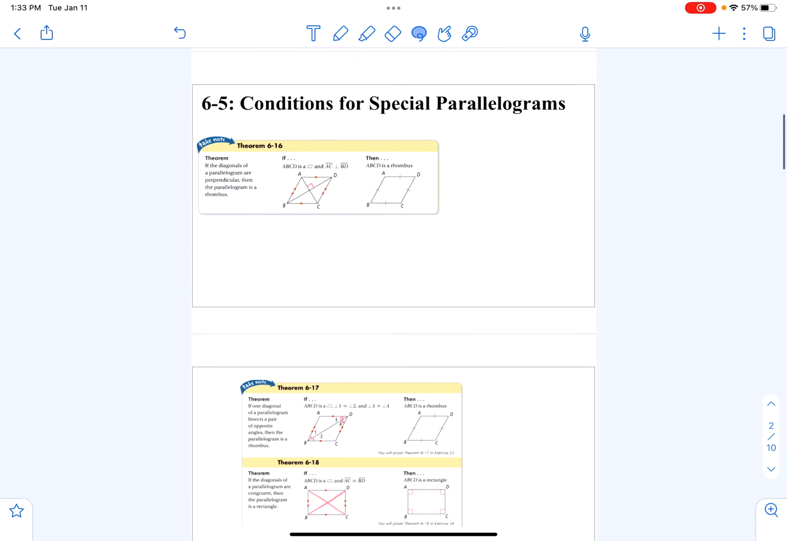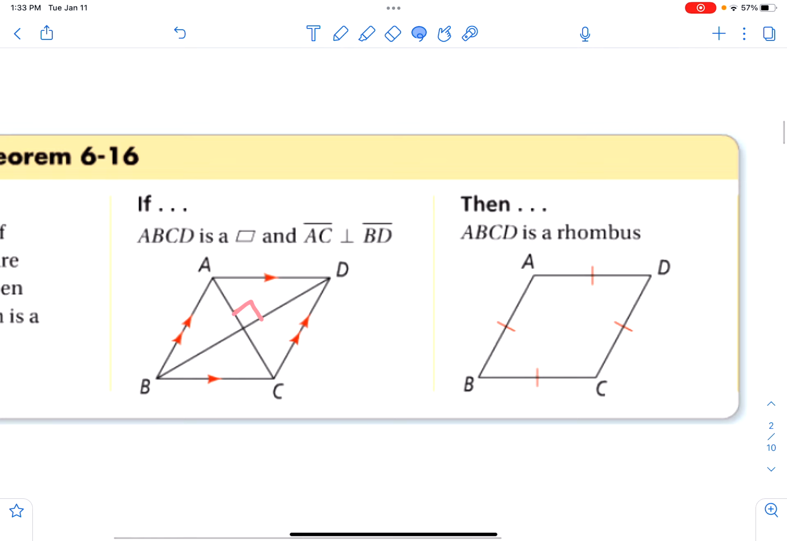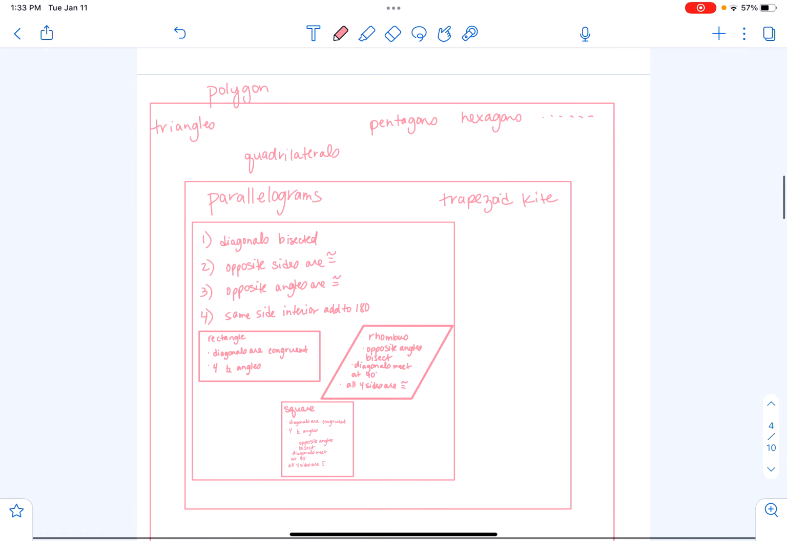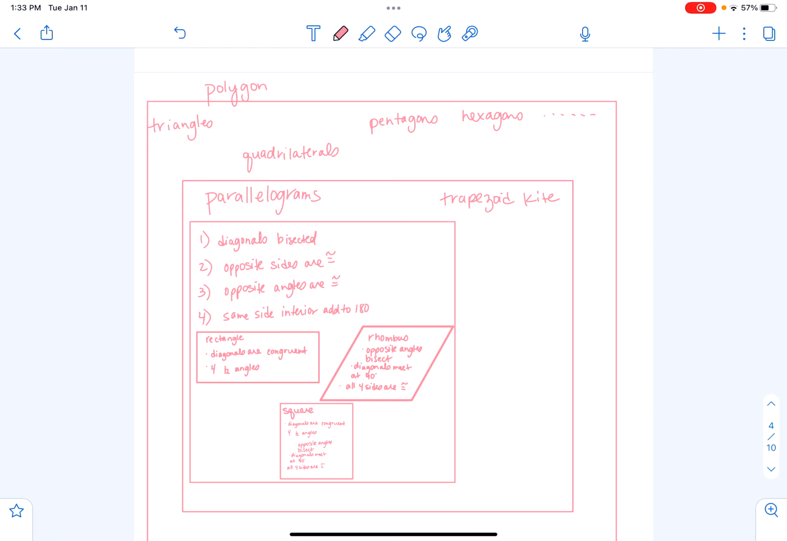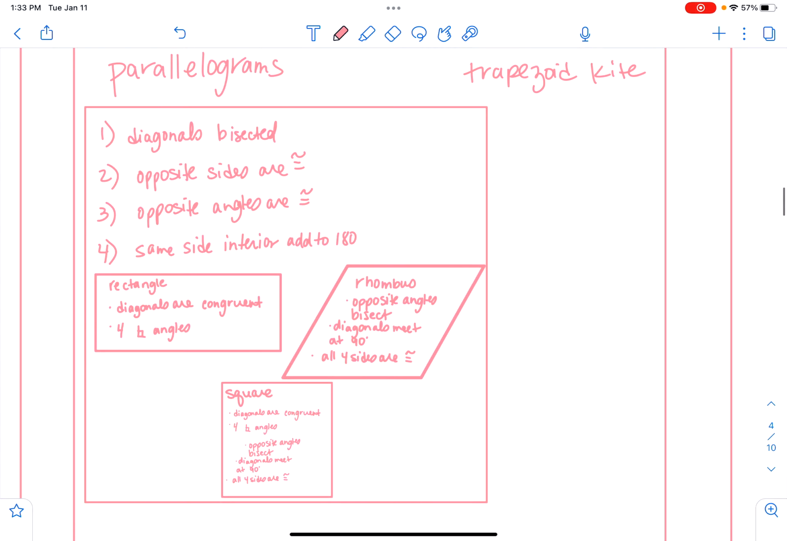So today's lesson is just the converse of 6.4. It's saying if it's a parallelogram and this is a right angle, we know it's a rhombus. Yesterday it said if we know it's a rhombus, then we know it's a parallelogram with a right angle. So it's just kind of the reverse. So this is our big old chart about parallelograms, and more specifically about rectangles, rhombuses, and a square. So there you guys go.